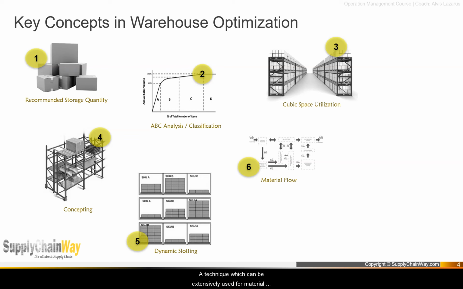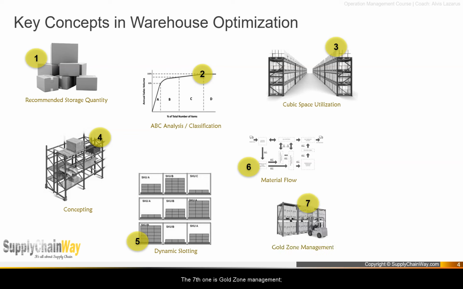A technique which can be extensively used for material flow is the spaghetti diagram. It is a very powerful method by which you can arrive at all the unwanted movements within the warehouse, and then you will be able to streamline your overall material flow. The metric which is used to evaluate your material flow is called the throughput time.